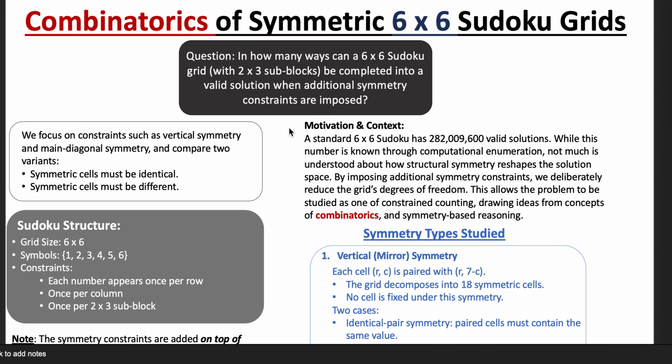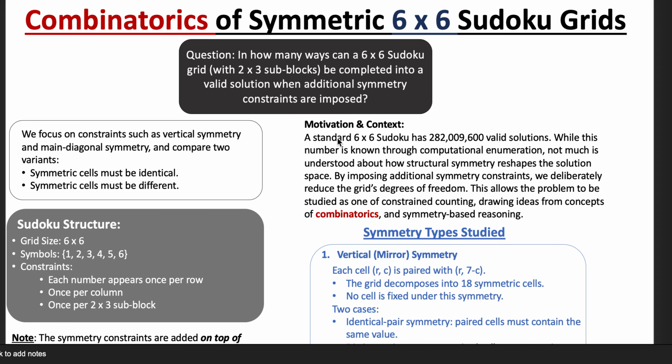A standard 6 by 6 Sudoku has 282,009,600 valid solutions. However, knowing this total alone doesn't explain how the structure of the grid influences that count. The motivation for this project was to understand how structural symmetry reshapes the solution space. By imposing symmetric constraints, the problem becomes more structured and can then be analyzed using ideas from combinatorics and symmetry based reasoning.